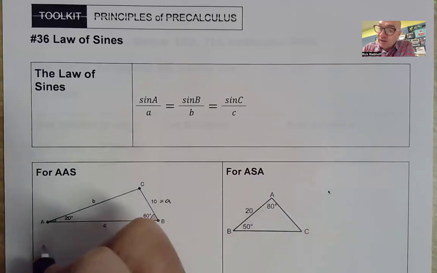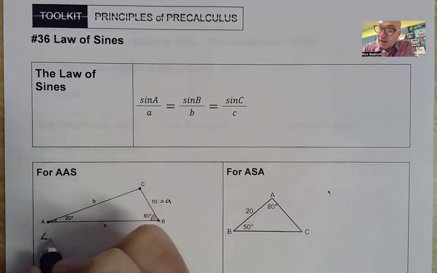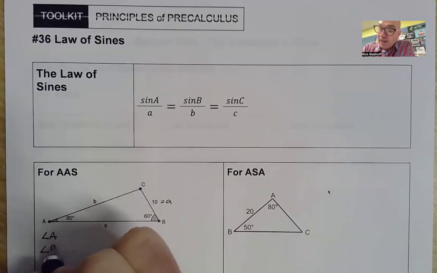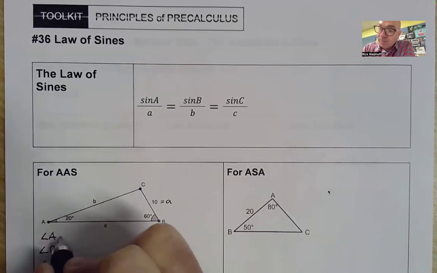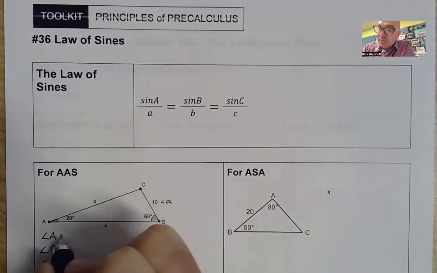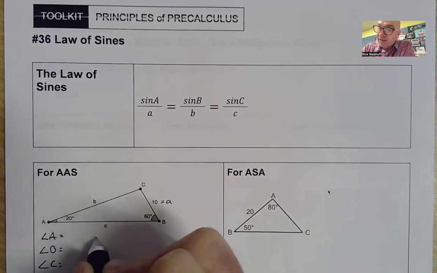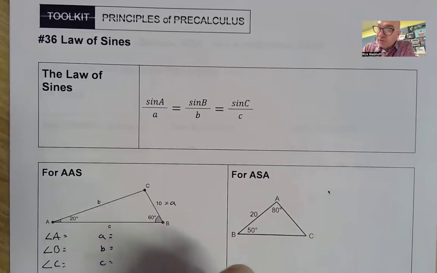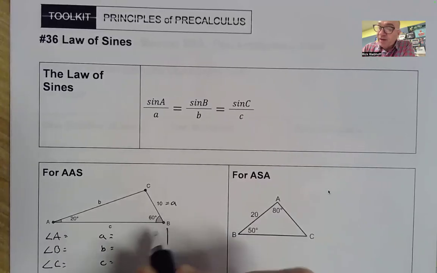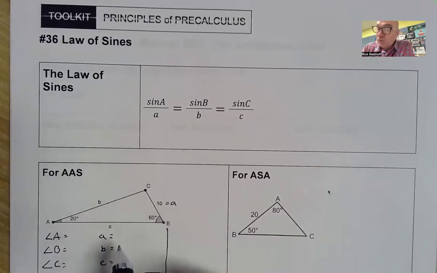I like to have a little area where I can work towards. So angle A, angle B, angle C, and I like to say what they're equal to. And then I like to do side A, side B, side C, and what they're equal to. And then I like to just close that off and know that this is what I'm working towards. So what do I have so far?